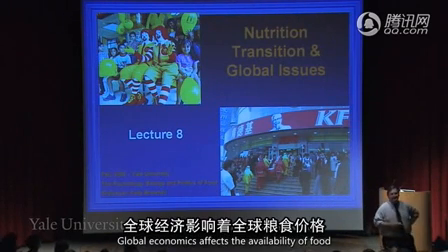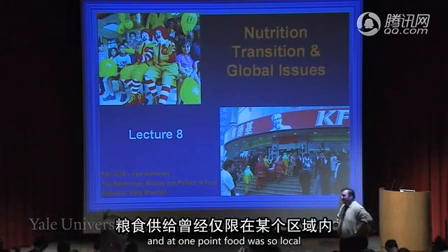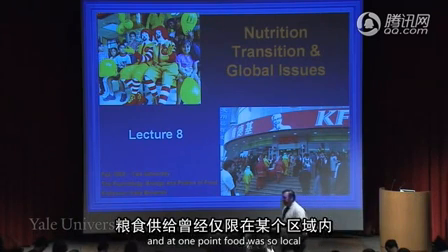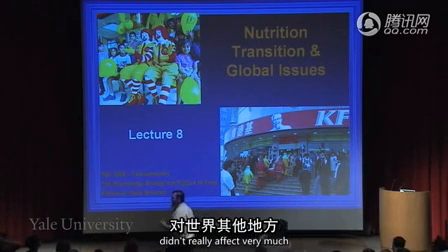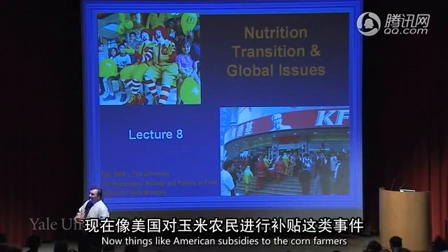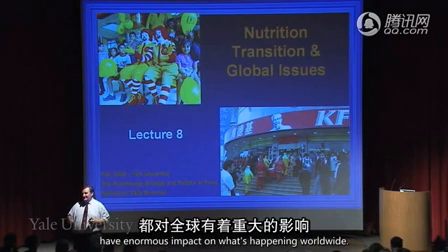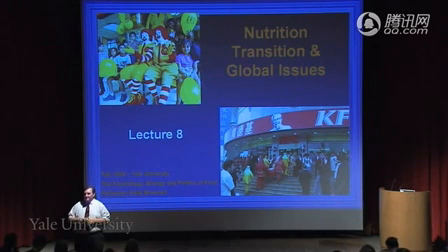Global economics affects the availability of food and the prices around the world. And at one point, food was so local that what happened to the food world in one part of the world didn't really affect very much what happened elsewhere in the world. But those days are gone. And now things like American subsidies to the corn farmers have enormous impact on what's happening worldwide. We'll talk more about that in the economics lecture.